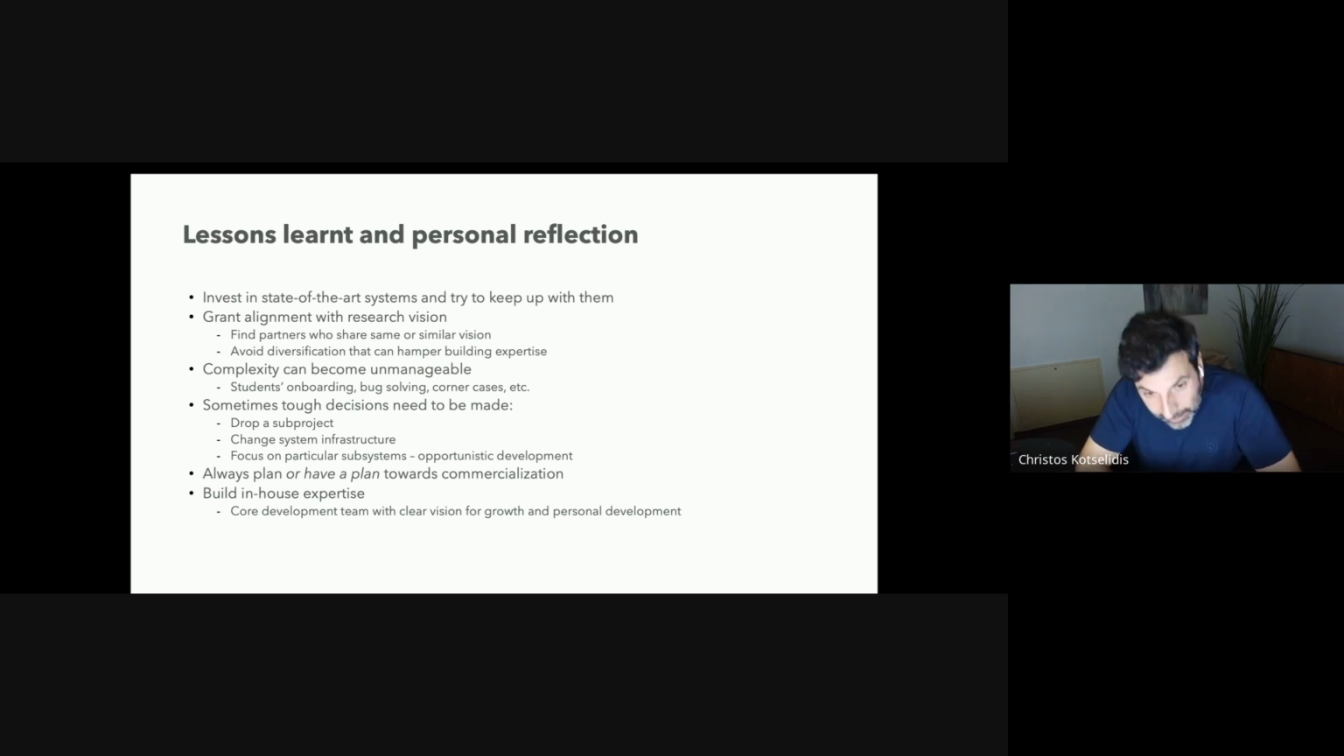Always plan or have a plan towards commercialization, because this is like a small light at the end of the tunnel where you have a target. So yeah, let's do that. Maybe some people will buy, and then we can go to startup, and then make these what-if scenarios. And again, we have to build in-house expertise. So people that they want to stay at least 2-3 years.